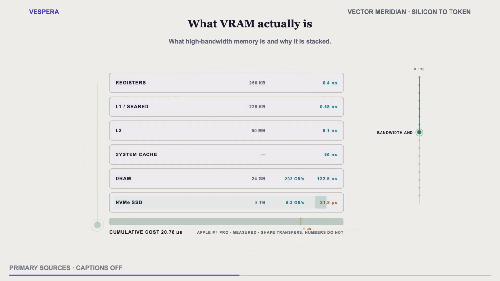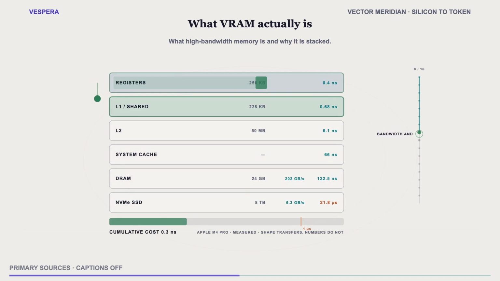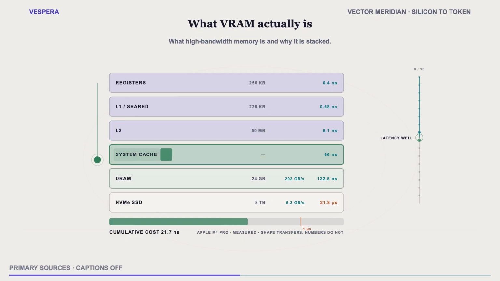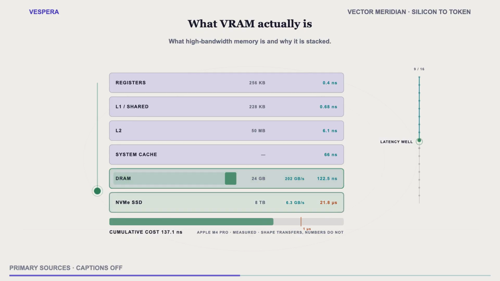The price is that none of it is upgradable. The memory is part of the package. You cannot add VRAM. The capacity was decided when the part was assembled, and it is why how much VRAM is the first question anyone asks about a GPU, and why the answer is a hard wall rather than an inconvenience. Which brings us to capacity, and to a question this act has been building toward.